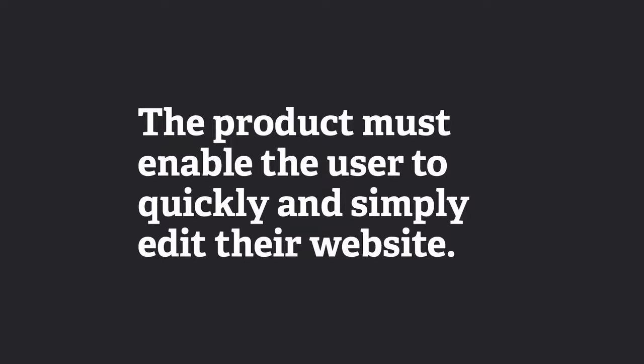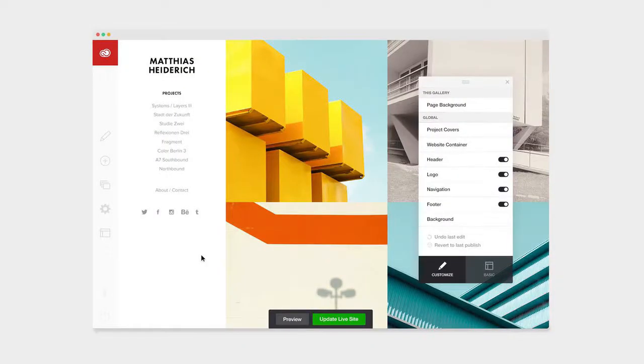So, and now onto the editor. How do we build these things? The product must enable the user to quickly and simply edit their website. The editor needs to be simple, clean, and beautiful. It should empower the user to easily edit anything they can see, manage content, responsively preview their website, and publish and update a live website.